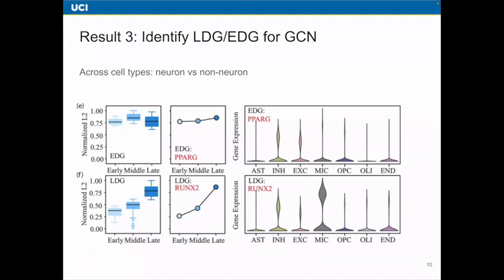Next, we move towards another network called gene co-expression network, or GCN. We collect the single-cell RNA sequence data from human prefrontal cortex. And first, we did a cross-cell type, or neuron versus non-neuron, analysis. For example, iHerd detects 2 genes, PPARG and RUNX2. All of them are differentially expressed genes.